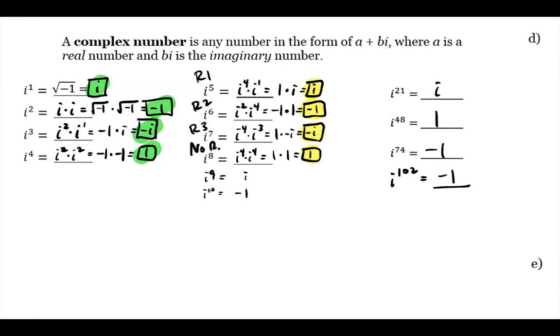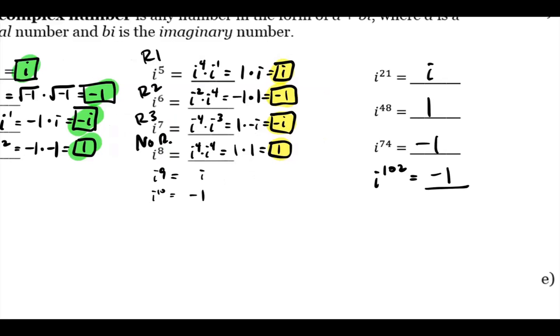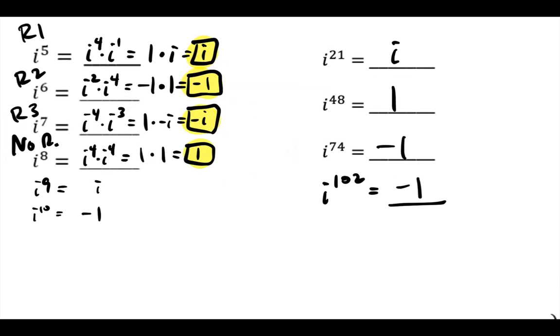How did I know that i to the 21st was just i? How did I know that i to the 48th power was 1? How did I know that i to the 74th was -1? And how did I know that i to the 102nd is -1? Right?